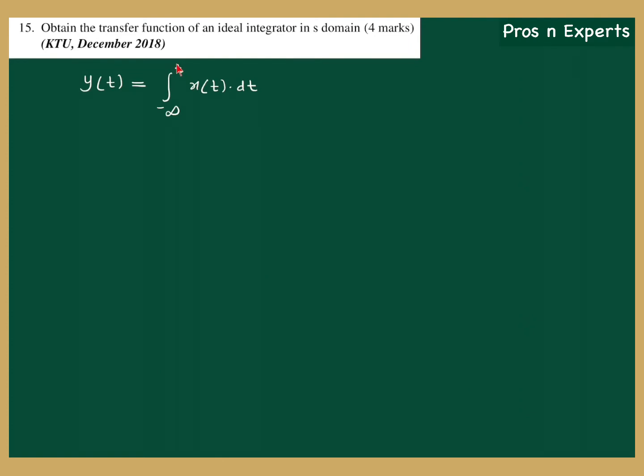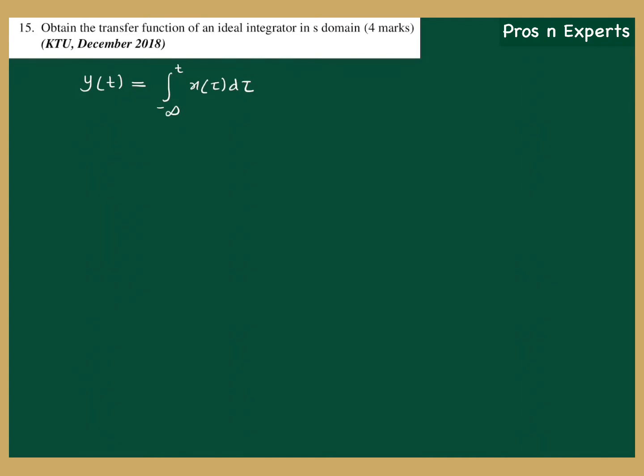So it is quite good if you substitute another variable inside this integral, because whatever be the variable, it does not affect the integral. There's nothing wrong if you put x of t dt there, but it is good to denote it in another variable. So minus infinity to t x of tau d tau.